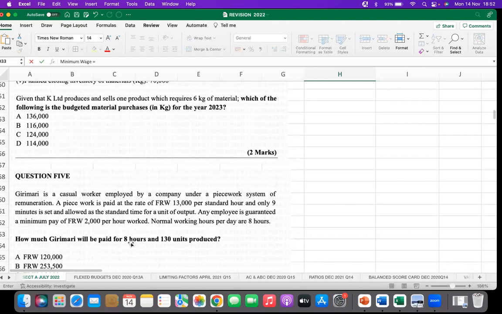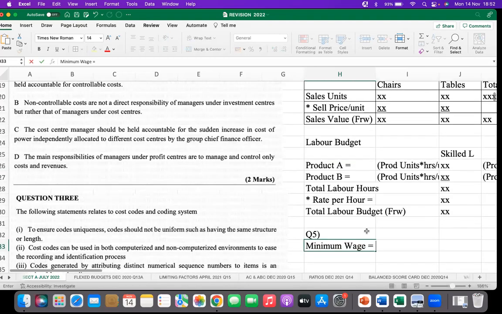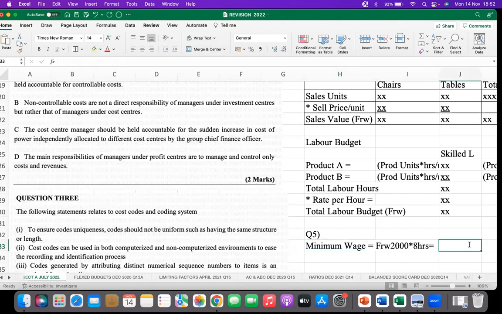And they worked for how many hours? 8 hours. So 2,000 per hour. So our minimum wage is 2,000 times 8 hours. So our minimum wage in this question is 2,000 times 8.